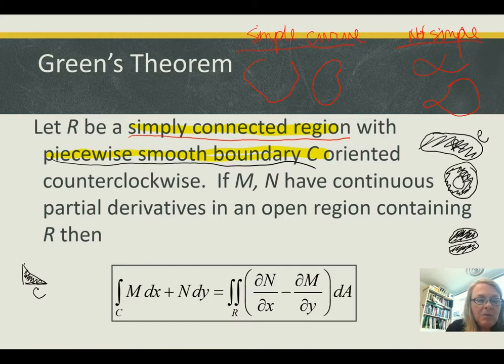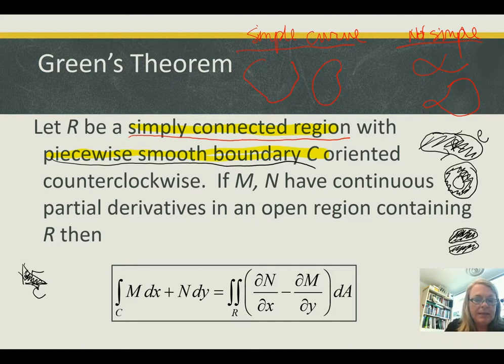Now the next important part is the fact that the boundary is oriented counterclockwise. That means we have to go around the boundary in a counterclockwise manner. So we have to go around the boundary in that direction. Okay, so that is the first assumption, but it carries with it a lot of information.